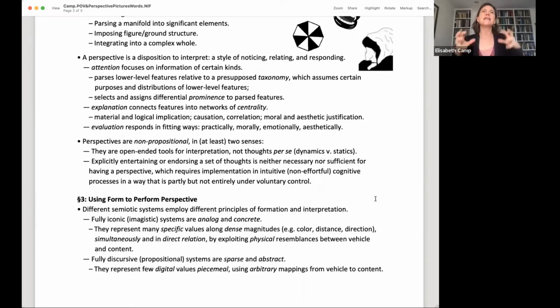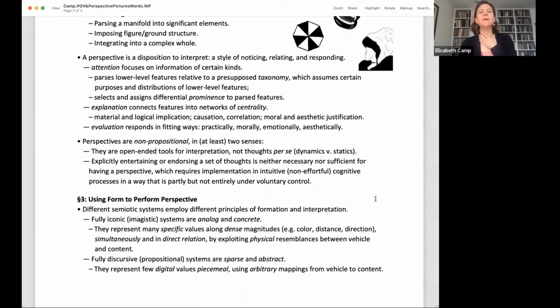And then finally, given that we are paying attention to certain aspects of a scene, connecting and explaining them in certain kinds of ways, that then motivates certain kinds of responses to that scene. Sometimes those are practical responses. If my perspective leads me to parse the person's gesture before me as threatening, I'm maybe more likely to see the thing in their hand as a weapon and more likely to respond in a defensive or aggressive posture, depending on my personality. So it might be a practical response. It might be an emotional and evaluative response, right? I might think that they're wrong, or I might feel fear. And it might be an aesthetic response. I might think it's disgusting to act that way.